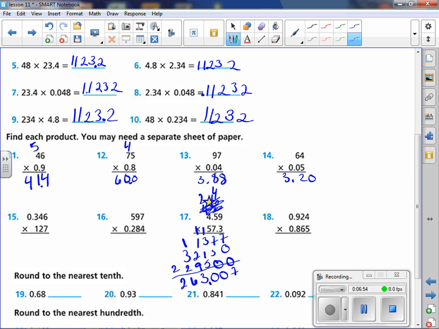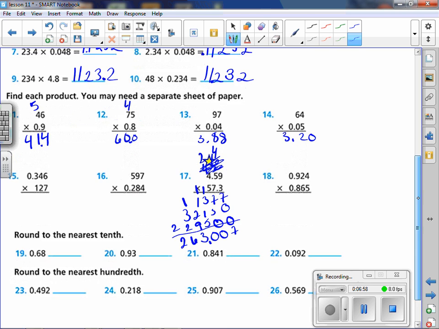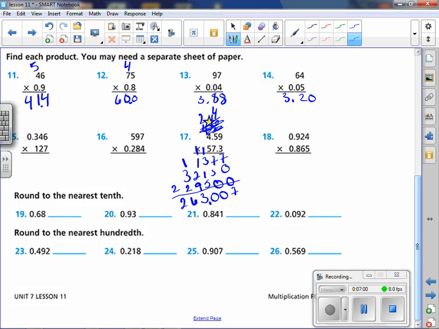okay? You guys can try any of these others. If you feel like you need some more practice, you can do 15, 16, or 18. Let's practice rounding. I want you to pause the video, and I want you to answer 19 through 26. Watch what you're rounding to.